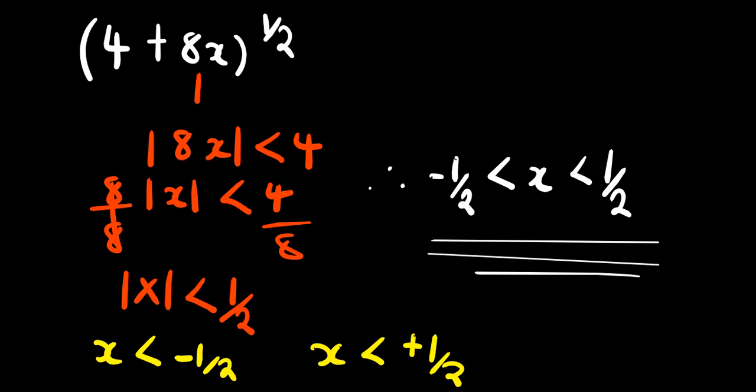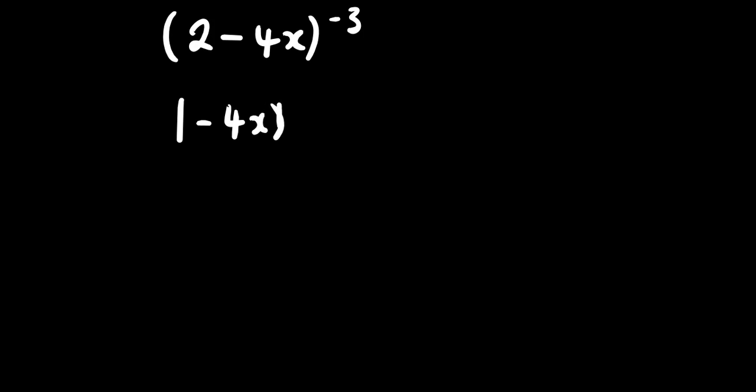Let's solve another one. What if you have 2 minus 4x, and let's say this is raised to the power of negative 3? So what are you going to do? Again, we're going to get our modulus of negative 4x, and this will be less than 2. I'm going to isolate the 4, whether it's negative or positive. You know that the modulus will always give you a positive number, right? So it will be 4. Then I'm going to remain with the modulus of x, which will be less than 2.